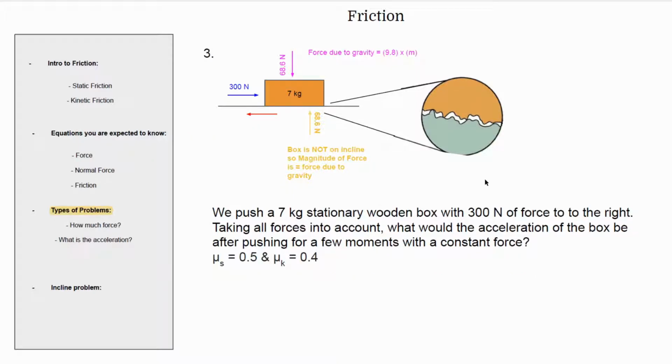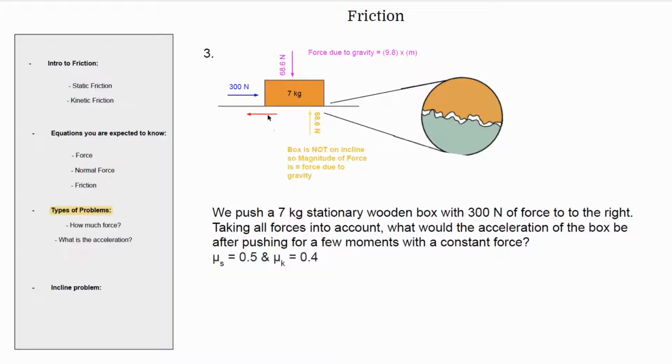Let's take a look at the next problem here. Now, this problem is very similar to the last problem, however, there's a slight difference. Now we're looking for the acceleration of the box after pushing it for a few moments with a constant force. So therefore, the force due to gravity will not change, as we haven't changed the mass of the object. At the same time, the normal force will not change, because again, we haven't changed the mass of the object, nor the incline of the plane.